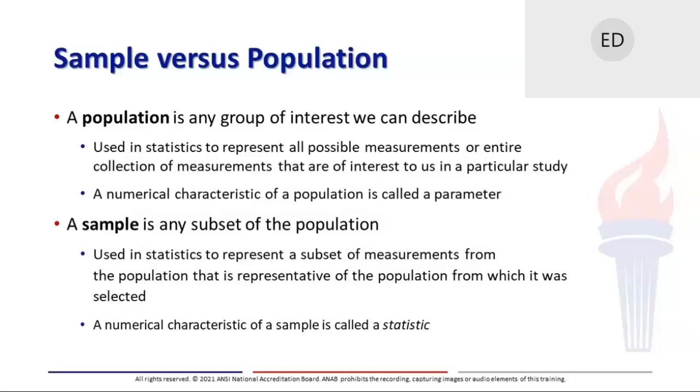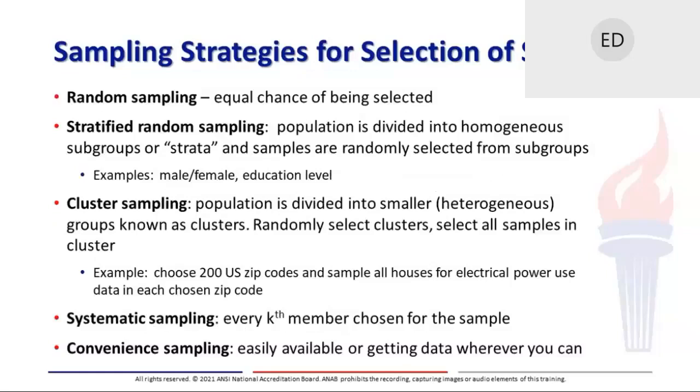So let's look at some sampling strategies, because these sampling strategies are very important when we come to select the samples that we're going to use to represent the population. So some sampling strategies for selecting samples include random sampling. We're probably most familiar with random sampling. This is you randomly go out, select a sample, and any sample within that population has an equal chance of being selected.